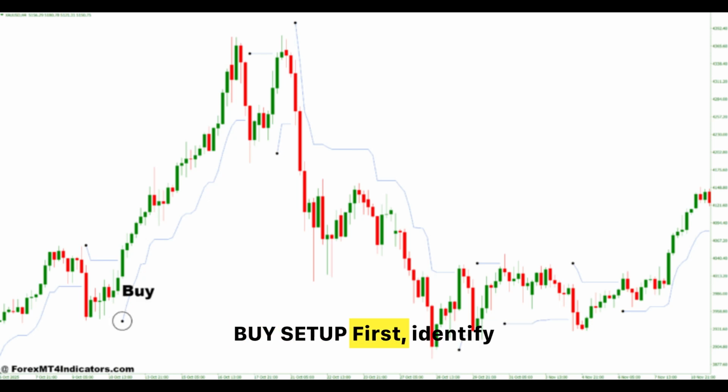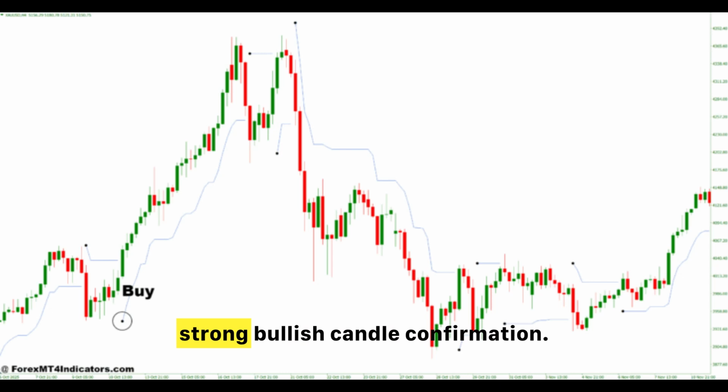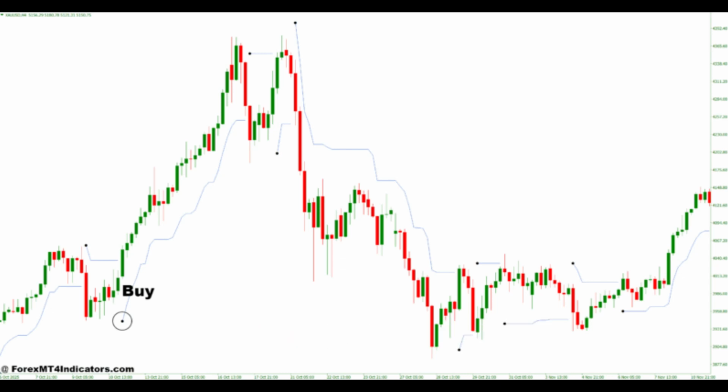Buy setup. First, identify a bullish trend using market structure or a moving average. Wait for a buy signal, bullish breakout, or strong bullish candle confirmation. Before entering, check the ATR Stop Loss Indicator and locate the suggested stop loss level below price. Enter the buy trade only after the candle closes bullish.